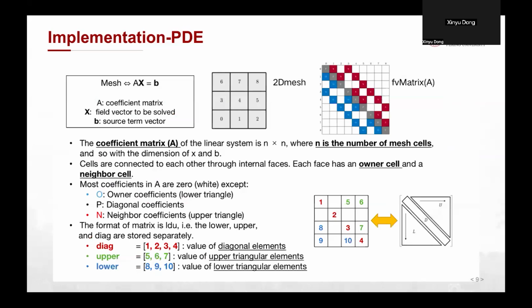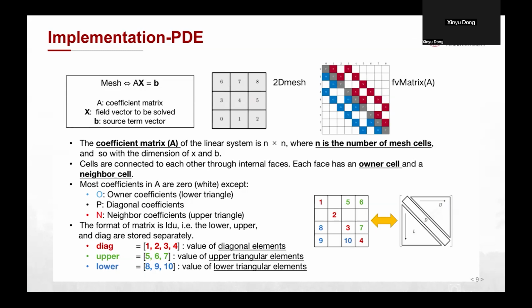Then I will briefly introduce the matrix assembly process in OpenFOAM. The matrix assembly process mainly builds the coefficient matrix A and the source term vector B. Here we show the relationship between matrix and mesh. The matrix A of the linear system is n multiplied by n, where n is the number of mesh cells, and so is the dimension of X and B.